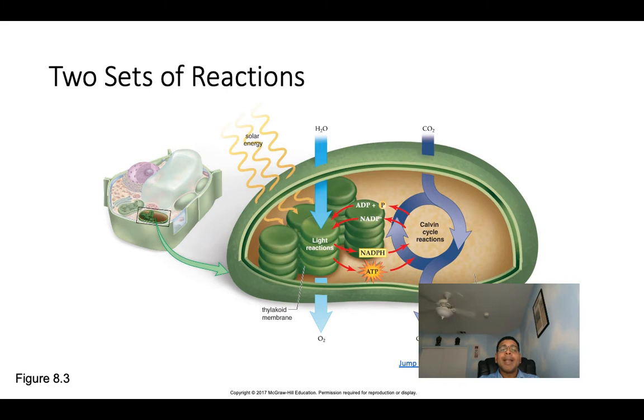The coenzyme NADP+, nicotinamide adenine dinucleotide phosphate, carries hydrogen atoms from the light reactions to, you can see, the Calvin cycle reactions. When NADP+ accepts hydrogens, it becomes NADPH. Also, we can see here ATP. ATP is going to carry energy. It carries energy from the light reactions to our Calvin cycle reactions.